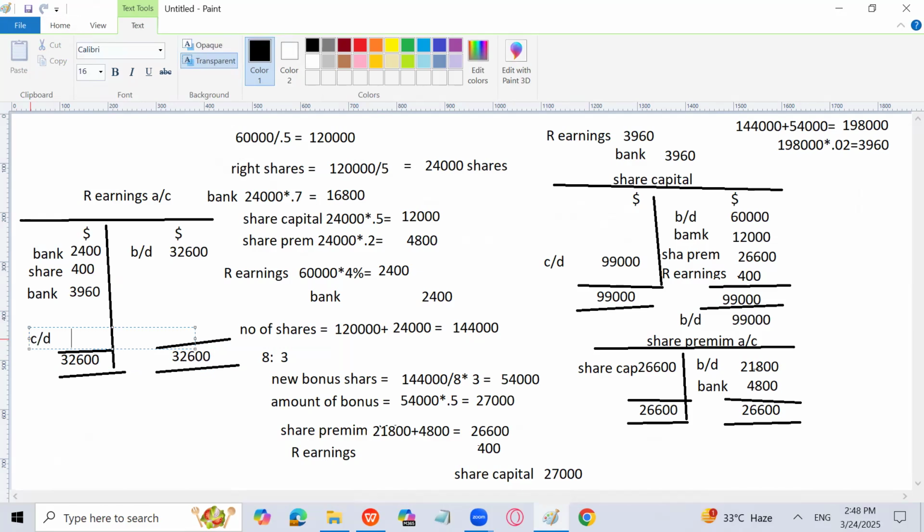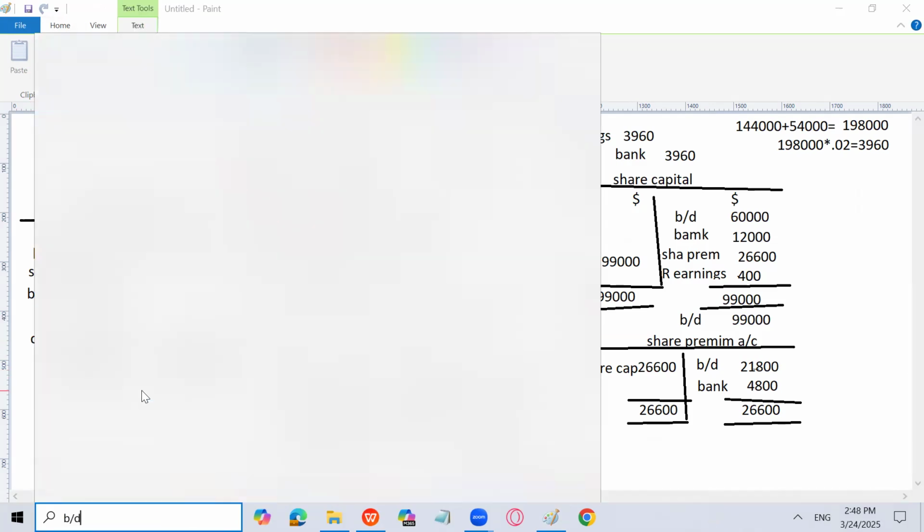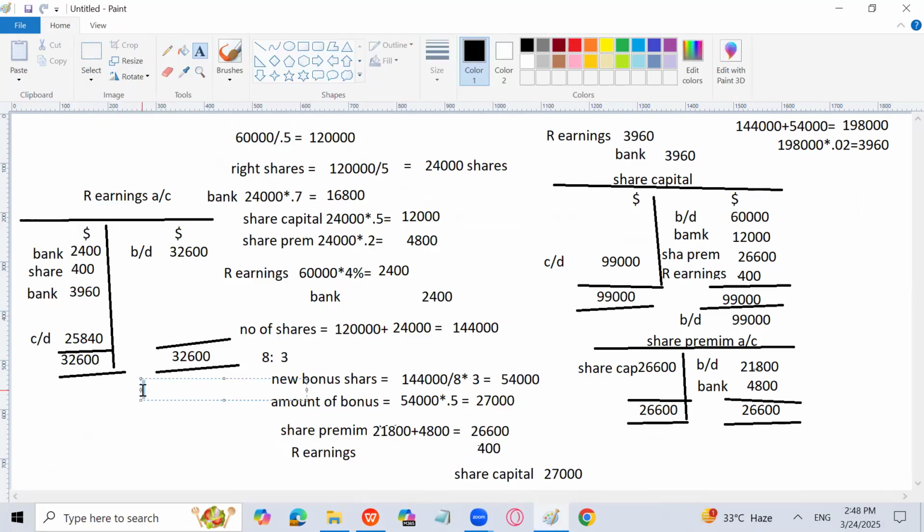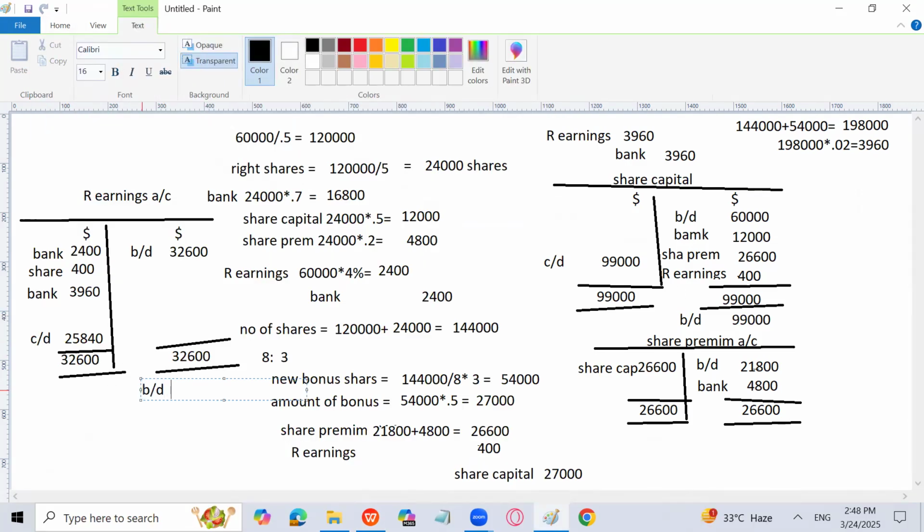So what is it? 255,840 is going to be the carried down balance. Always remember that if he's asking us to prepare the T accounts, you need to write the balance brought down also. If you don't write the balance brought down, I can miss that, but you have to write the brought down balances with share capital, retained earnings and share premium. So it's not difficult. 1-2 points are difficult.